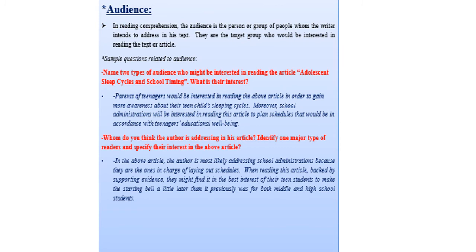The audience, okay, you write a certain article, okay? As an author, you have a certain audience in your mind. We write for a given audience, for 1, 2, 3 audiences, okay? So my question would be, name 2 types of audience who might be interested in reading the article, Adolescent Sleep Cycles and School Timing. What is their interest? Again and again, I want you to be specific. Please don't say doctors. This is very general. What type of doctors?